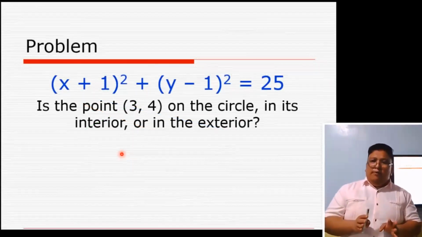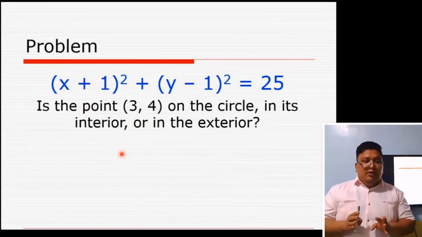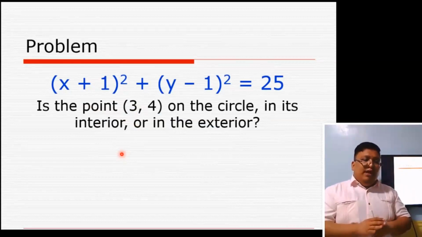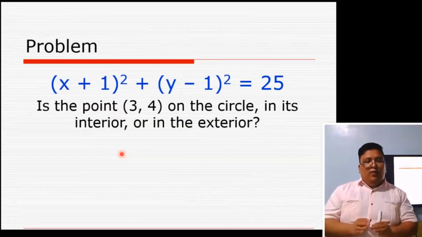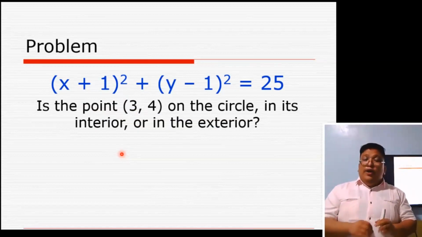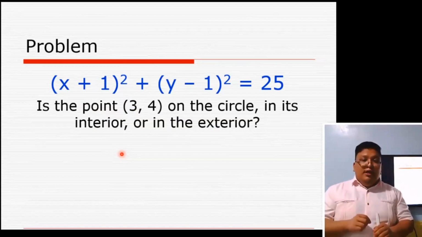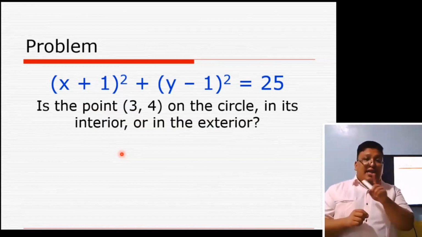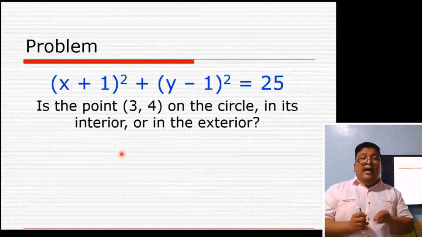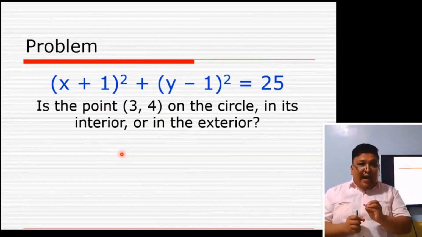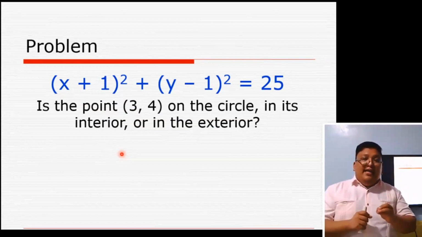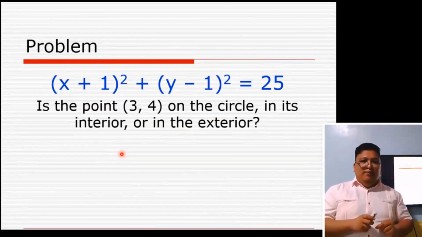Is the point (3, 4) on the circle, in its interior, or in its exterior, given the equation (x plus 1) squared plus (y minus 1) squared is equal to 25? When you say on the circle, the point lies on the line of the circle. When you say in its interior, it lies inside the circle. When it is exterior, the point lies outside the circle.